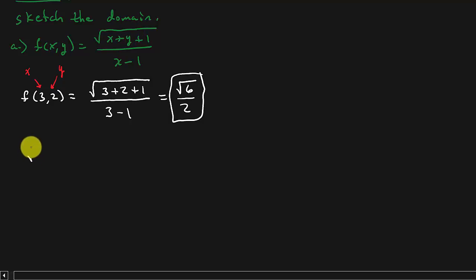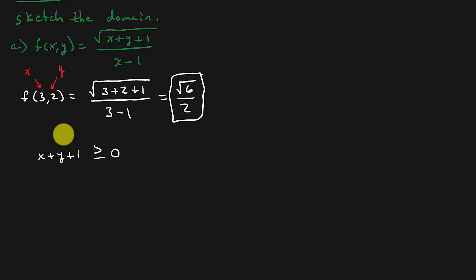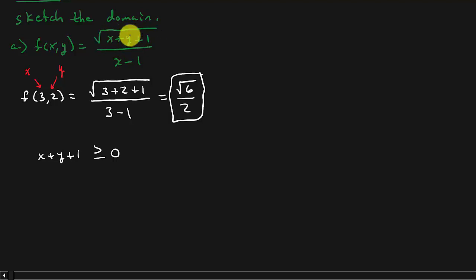So we know that x plus y plus 1 has to be greater than or equal to 0. We can't have a negative under there; what's underneath the square root can't be negative. But there's also something else. We also know that x cannot equal 1, because if x is equal to 1, then we would have 0 in the denominator of the fraction.